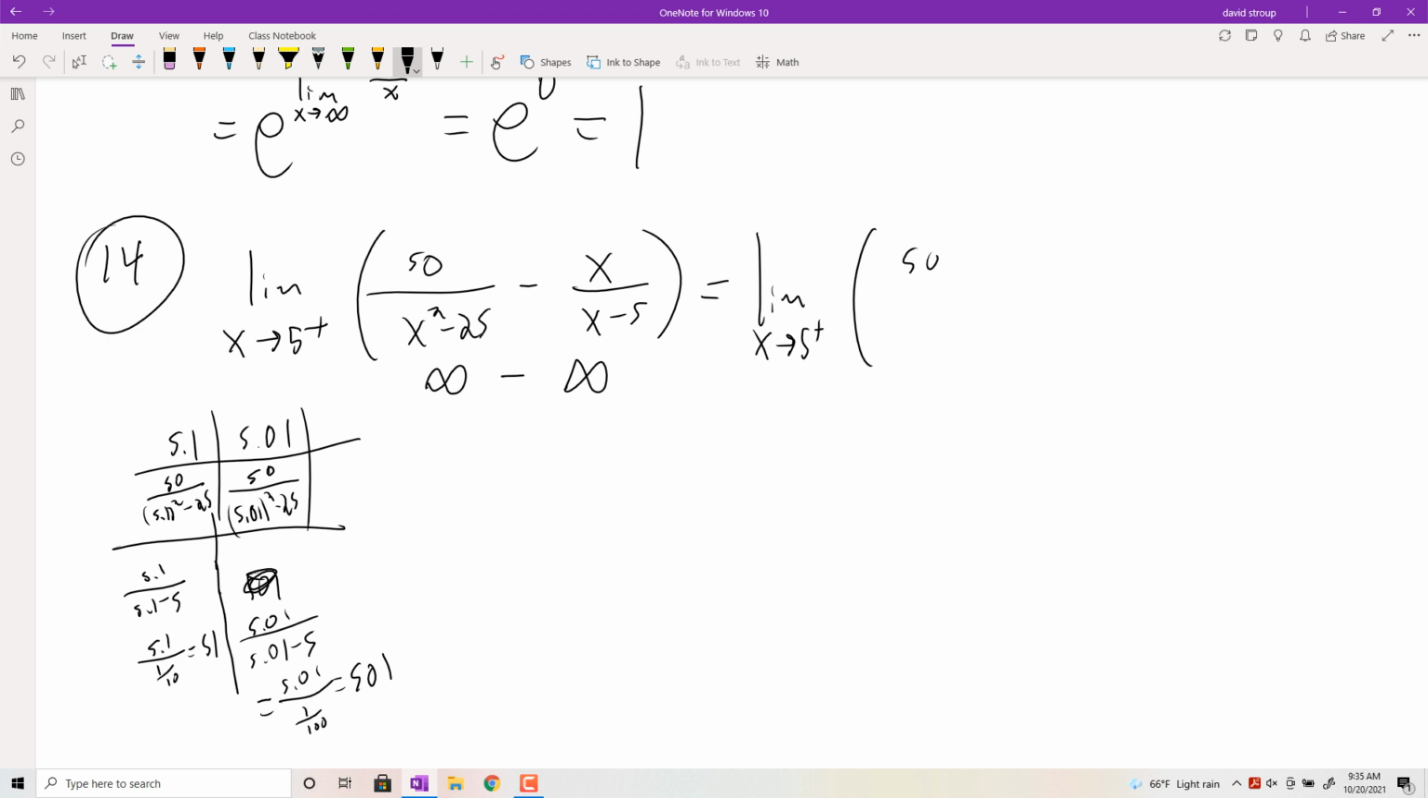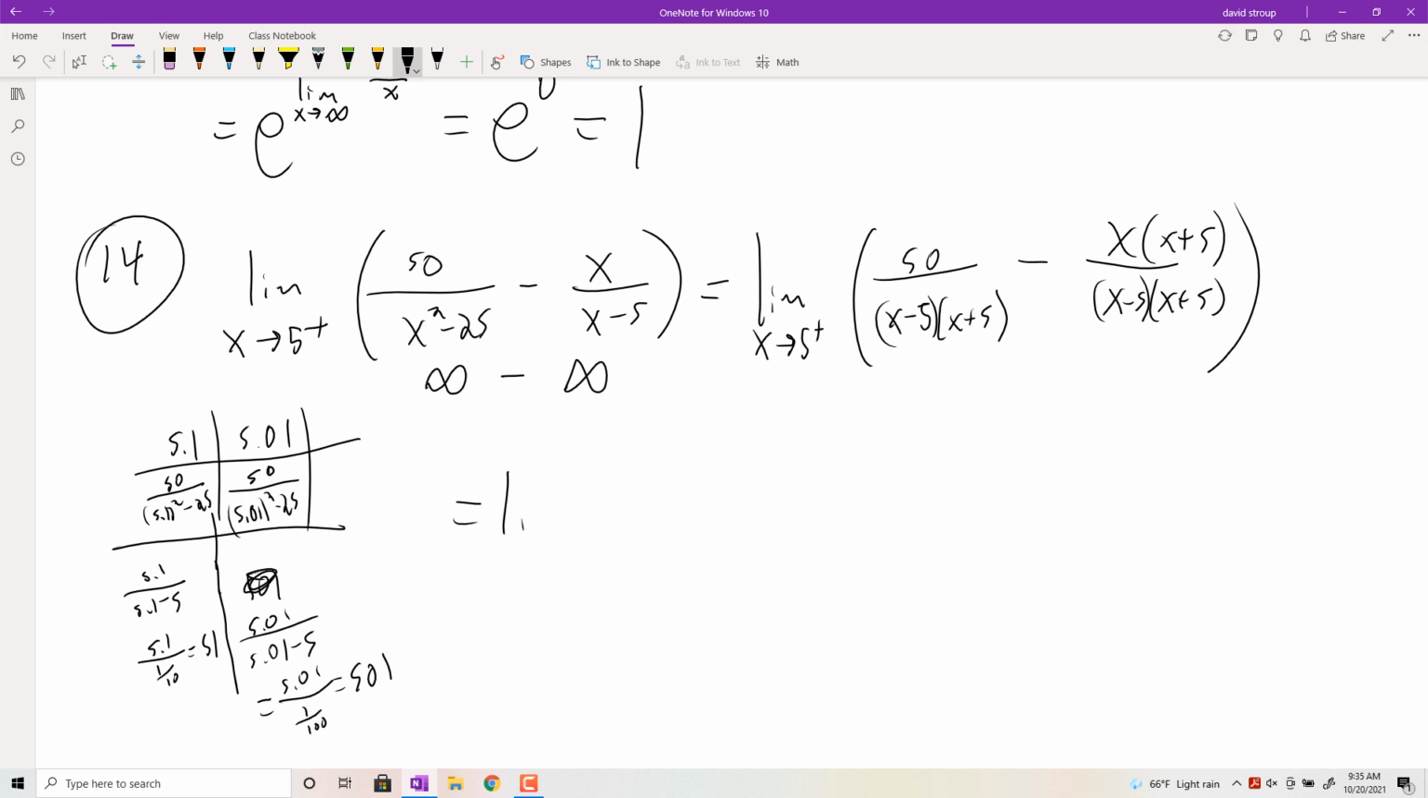So if you look at the denominator, what is this? It's x squared minus 25, which is x minus 5 times x plus 5. So in the second term, I need to multiply top and bottom by x plus 5. Okay. So I have then the limit as x goes to 5 from the right of 50 minus x times x plus 5 all over x squared minus 25.